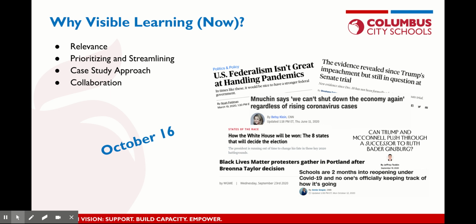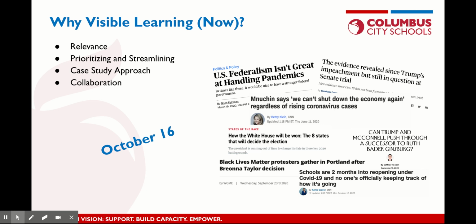These were the headlines that I pulled up from October 16th. And again, these went back a few months, and we were thinking about and discussing all of the ways in which students need to have some underlying knowledge and skills in order to be able to effectively understand the headlines and everything that is associated with these headlines and the articles themselves. Everything from understanding federalism to impeachment to economics to civil rights movements, and of course to global pandemics.